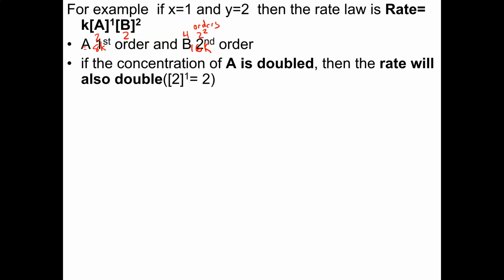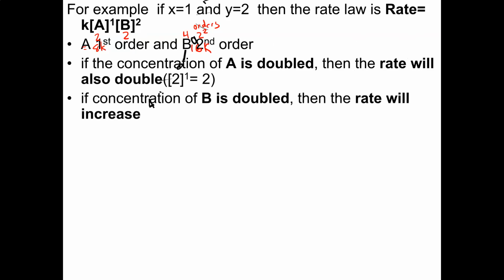And by the way, your 3 options are 0 order, 1st order, 2nd order. If concentration of B is doubled, the rate will increase 4-fold. And you're probably like, well, why? Well, you kind of get an idea, right? So we still have the same original A and K in the beginning, but now we're going to double B. So B is going to be, instead of 2, we're going to make it 4. So 4 squared is equal to 16, right? 16 times 2. Why 2? Because we're just going to keep the concentration the same. So we have 2 times 16, which is equal to 32.